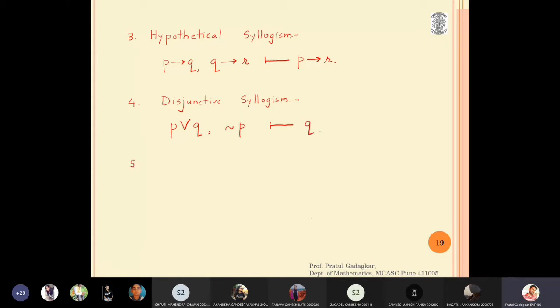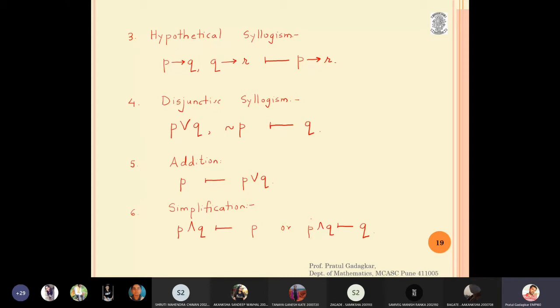Fifth rule is addition. These are rules of inference, remember. Addition says if you have P, you can conclude P or Q, so you can attach Q to it. Sixth is simplification. Simplification means if you come across P and Q, then you can conclude P, or you can also conclude Q. So you can conclude any one of them if you come across P and Q.